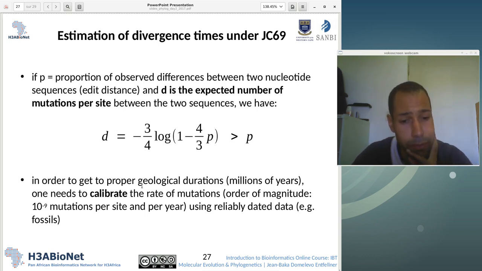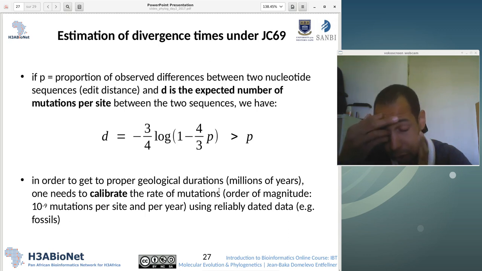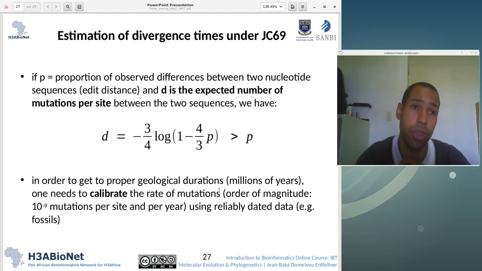In order to get proper geological durations, remember that we are working on establishing phylogenies with branch lengths that denote expected number of mutations per site. In order for us to get to proper geological durations, we have to calibrate the rate of mutations. We have to understand, if I have a branch saying there is an average of 0.3 mutations per site, to how many million years does it correspond?